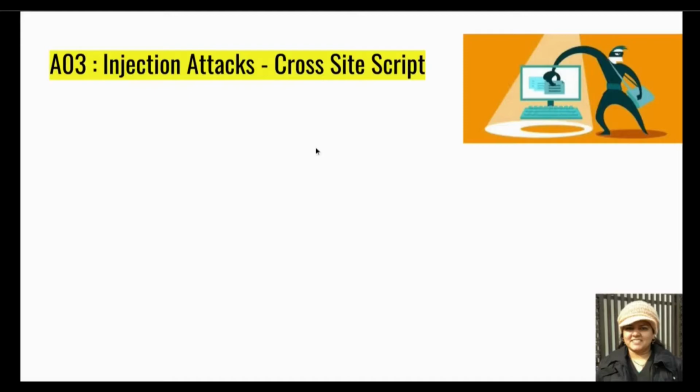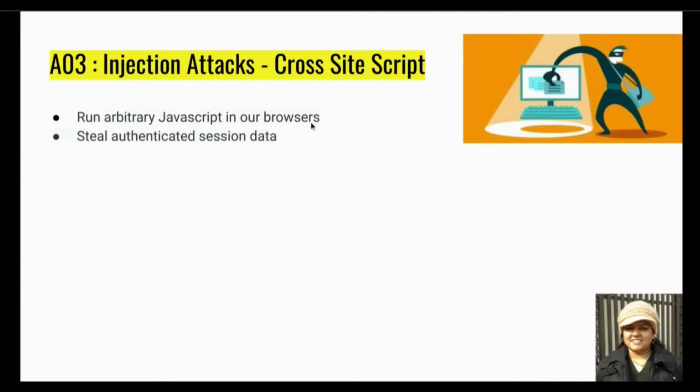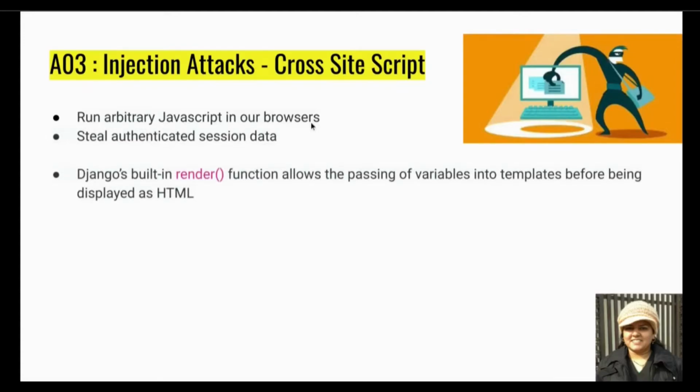Now, the second type of injection attack is cross-site scripting. It is when an attacker is able to get a web application to display HTML or JavaScript created by himself rather than the one created by the developer. These are widely spread concerns for web applications. It allows an attacker to run arbitrary JavaScript code in our browser, steal any authenticated session data, or force our visitors to run the malicious JavaScript code.